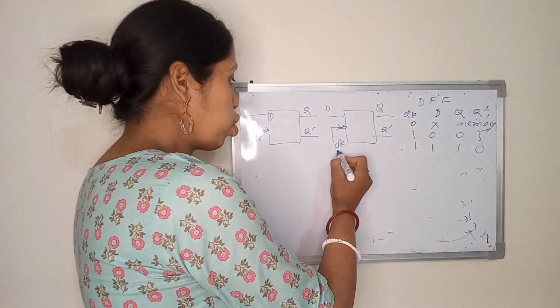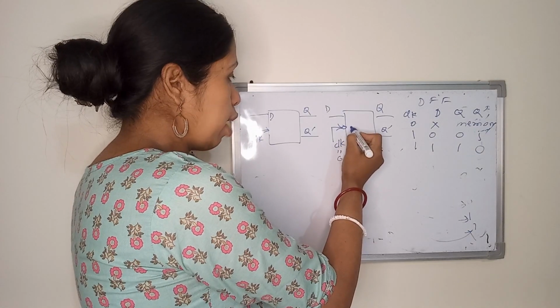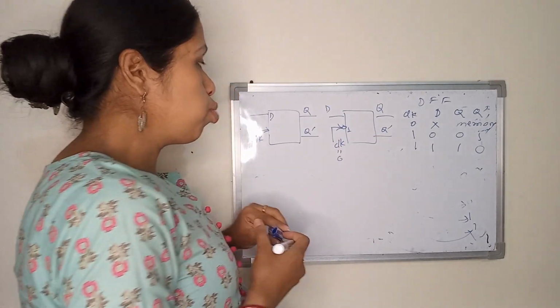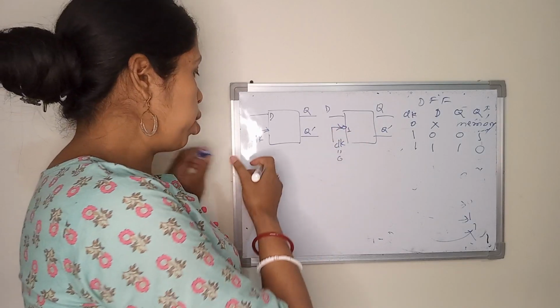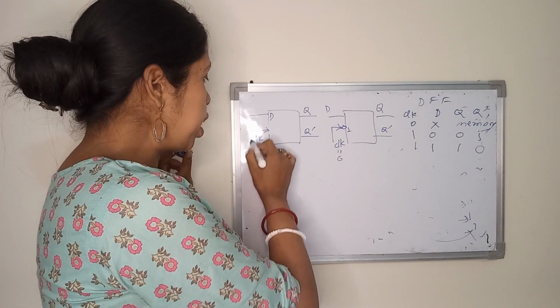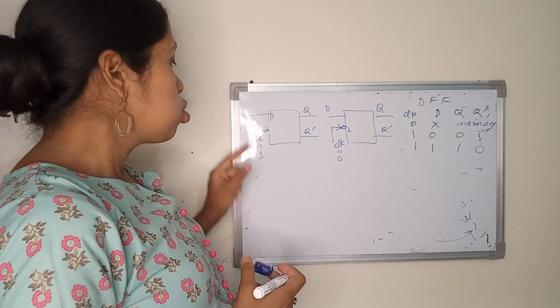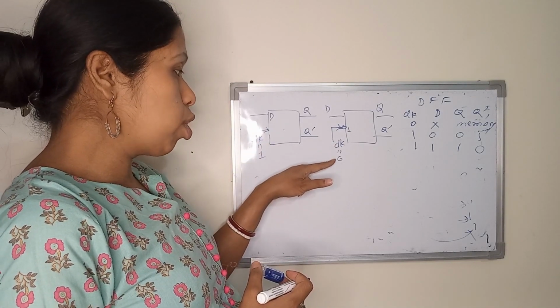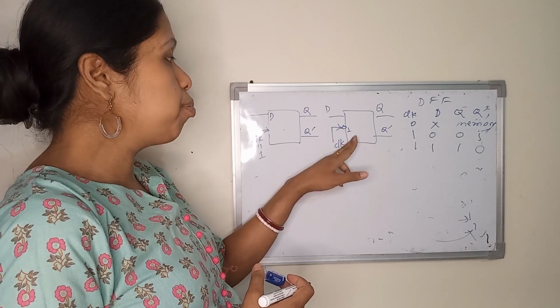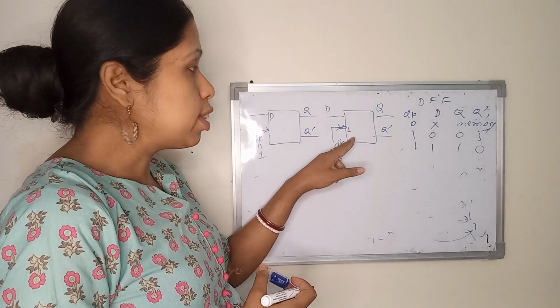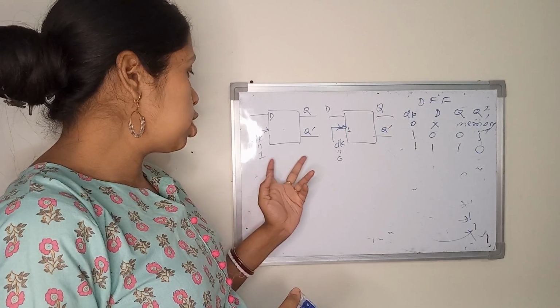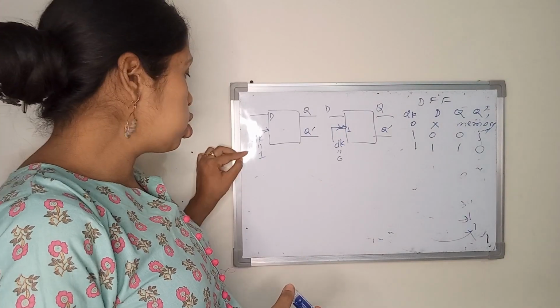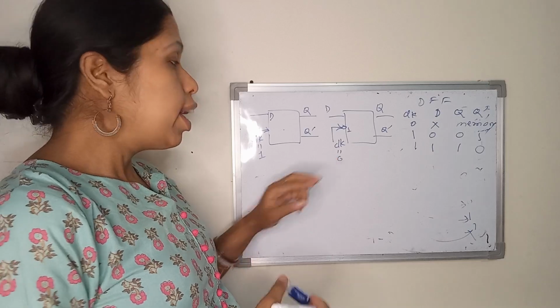Suppose you give the clock as 0, then after the NOT gate it will be 1, so in this case the D flip flop will be activated. Here, if you give 1 directly, it will enter the D flip flop, so when the clock is 1 the D flip flop is activated. If you give the clock as 0, it becomes 1 after the NOT gate and then activates it, just opposite to each other. So this is called the positive clock, and this is called the negative clock.